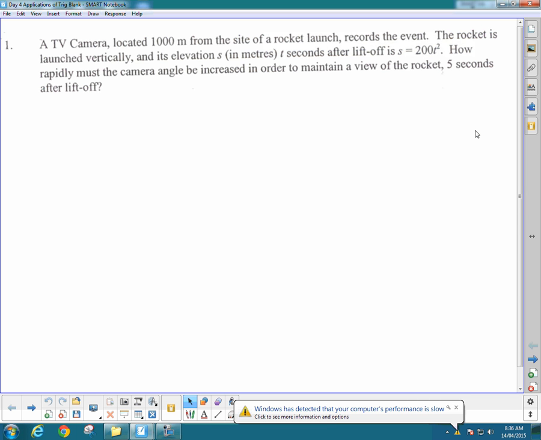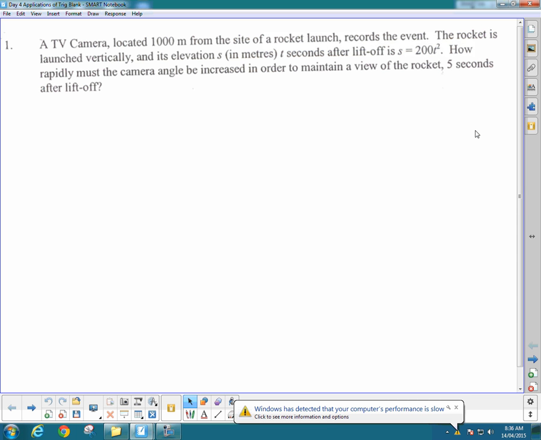How rapidly must the camera angle be increased in order to maintain a view of the rocket 5 seconds after liftoff? So we know at the beginning of this scenario, the camera is probably going to have to tilt up pretty quickly because the rocket takes off really fast. But as the rocket gets further away, you don't need to change your angle as much because it's so far away that you're able to capture it.